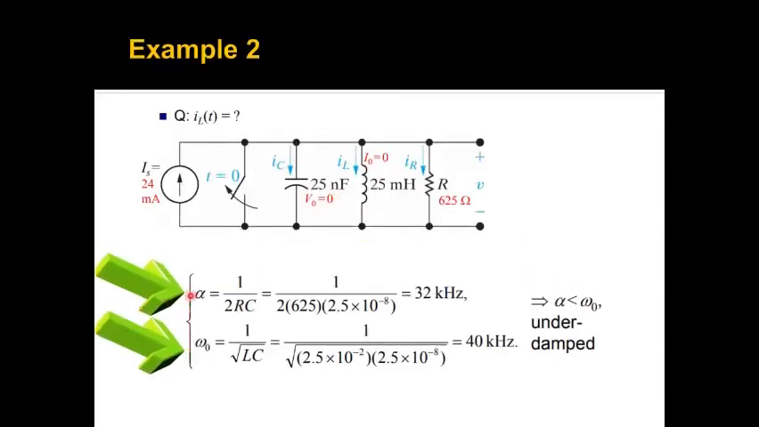Okay, as an example, let's look into this circuit. Let's say you have 24 milliamps and 25 nanofarads, and there will be one switch over here. So the question: what is your iL? For this case, we apply alpha equals 1 over 2RC. It gives you 32 kilohertz, and we find omega naught. It gives you 40 kilohertz, and then you should compare them. This is the same step as what we have done in the source-free circuit. Comparing these two, we have alpha less than omega naught, which gives you an underdamped case.